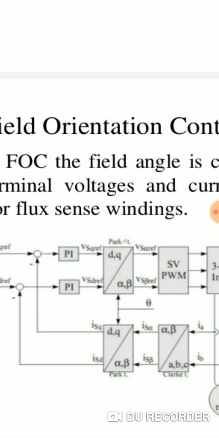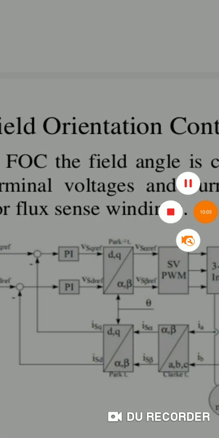Up to that, the fourth unit is over, and in the next class let us discuss the fifth unit, that is synchronous motor drive. Thank you.